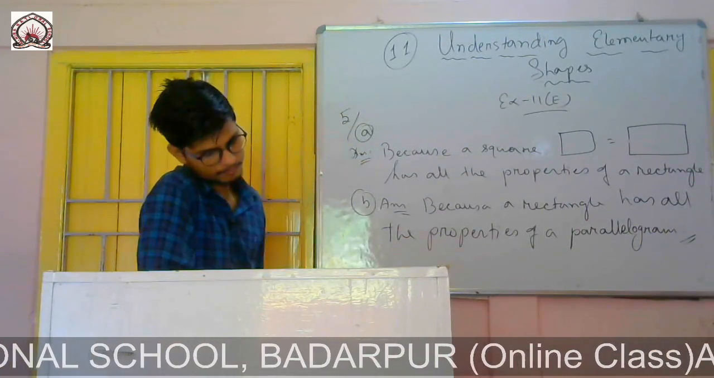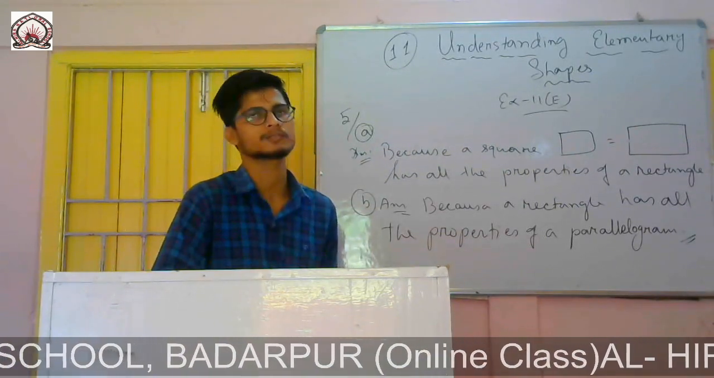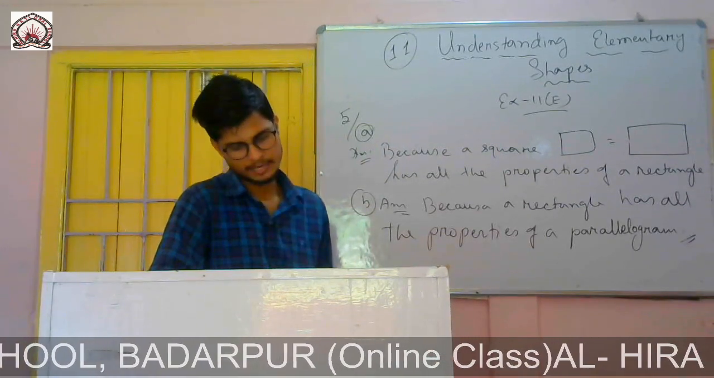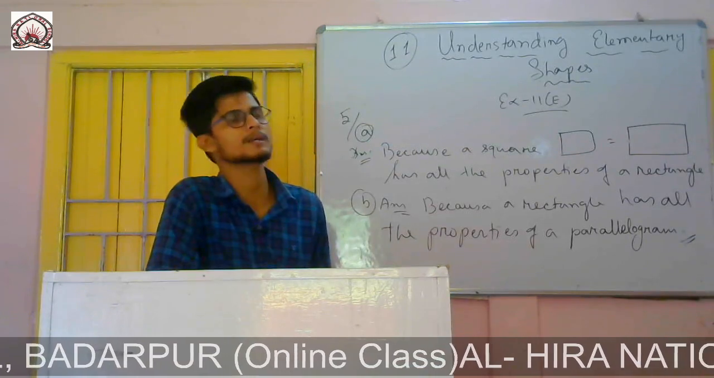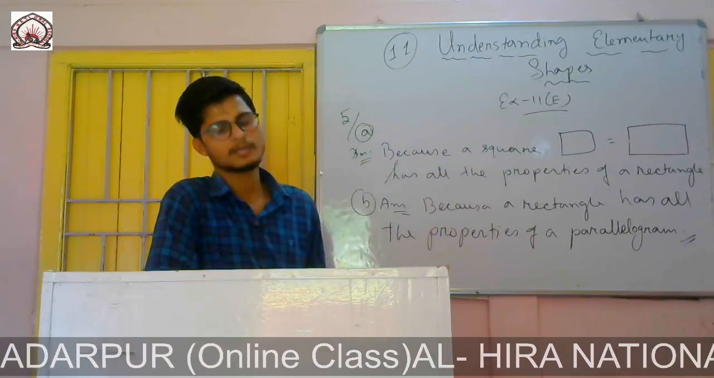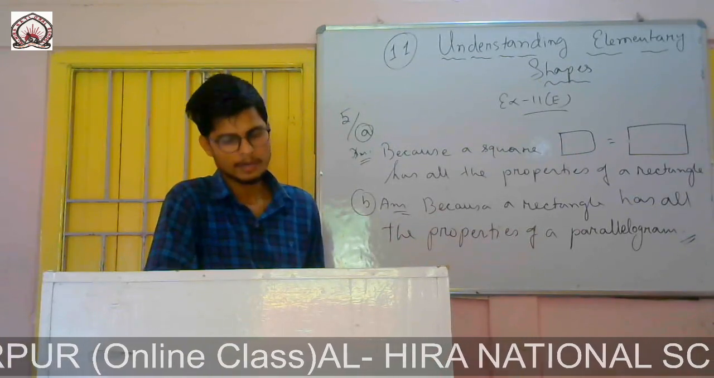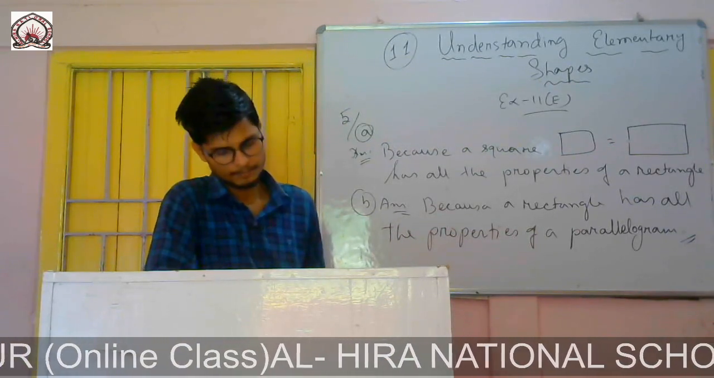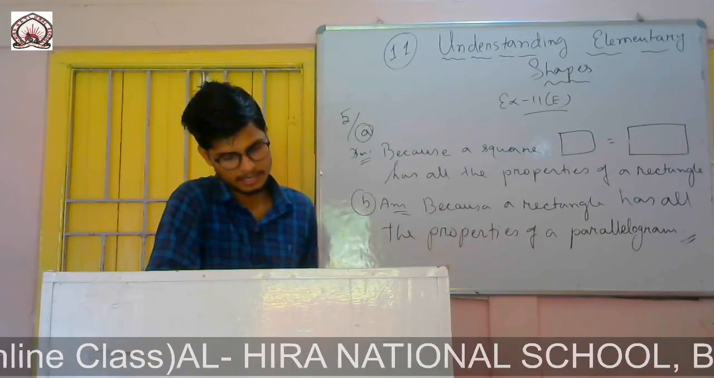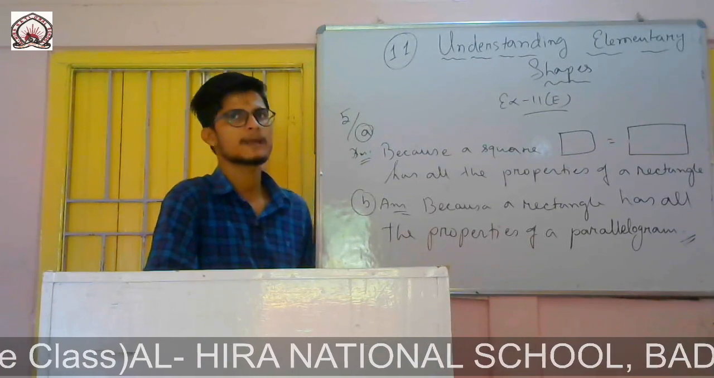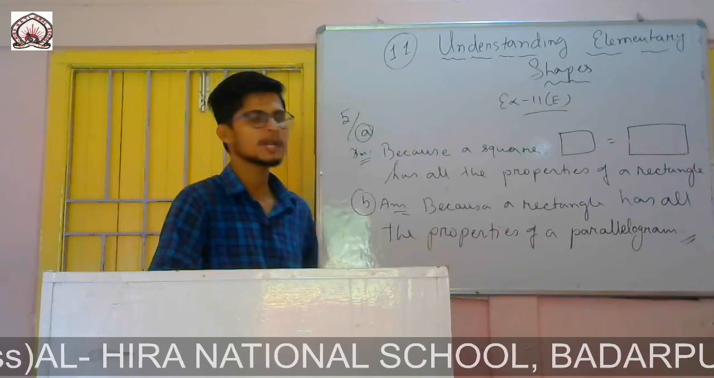Then question number C, a square can be thought of as a special rhombus. Yes, we can think of a square also as a special type of rhombus. In case of rhombus, all the sides are equal. In case of square also all the sides are equal. So this is the basic criteria. So yes, it fulfills. So a square can be thought of as a special rhombus.